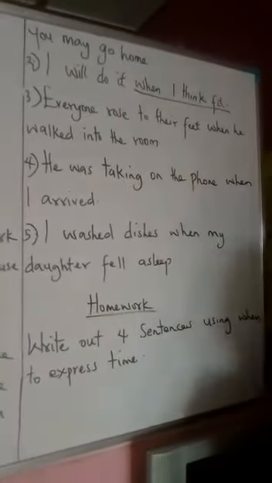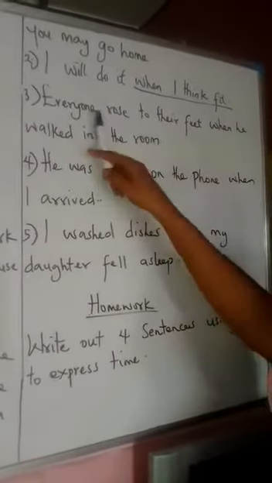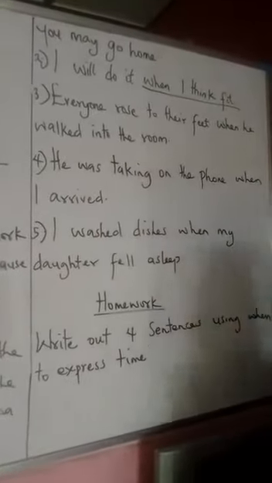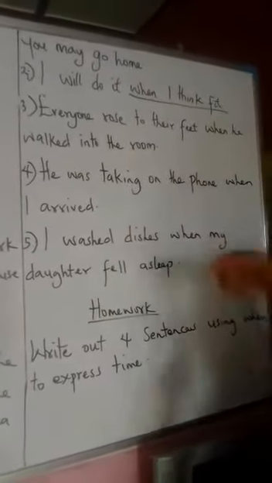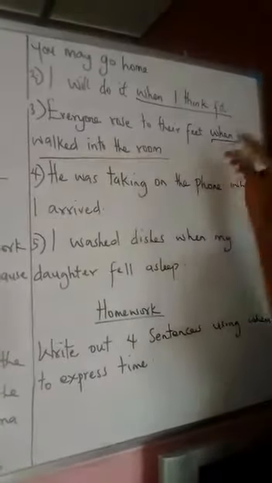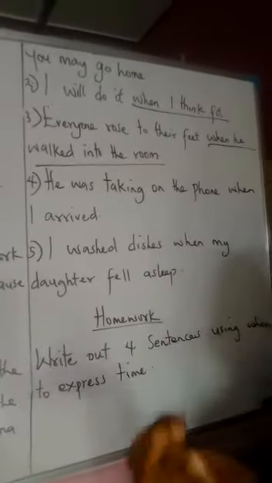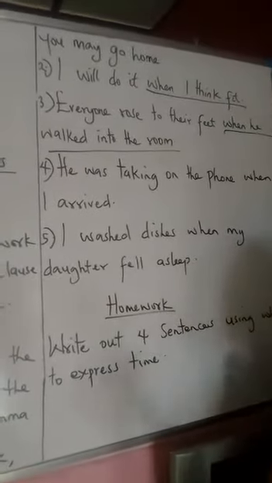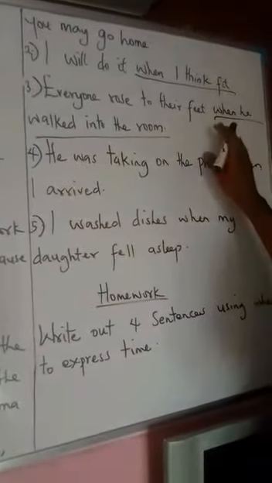Okay, look at the third example. Everyone rose to their feet when he walked into the room. Everyone rose to their feet is an independent clause, and when he walked into the room is a dependent clause. How do we know that when expresses time there? When he walked into the room, that's when everybody rose to their feet. Good. Here, when is used to express time.